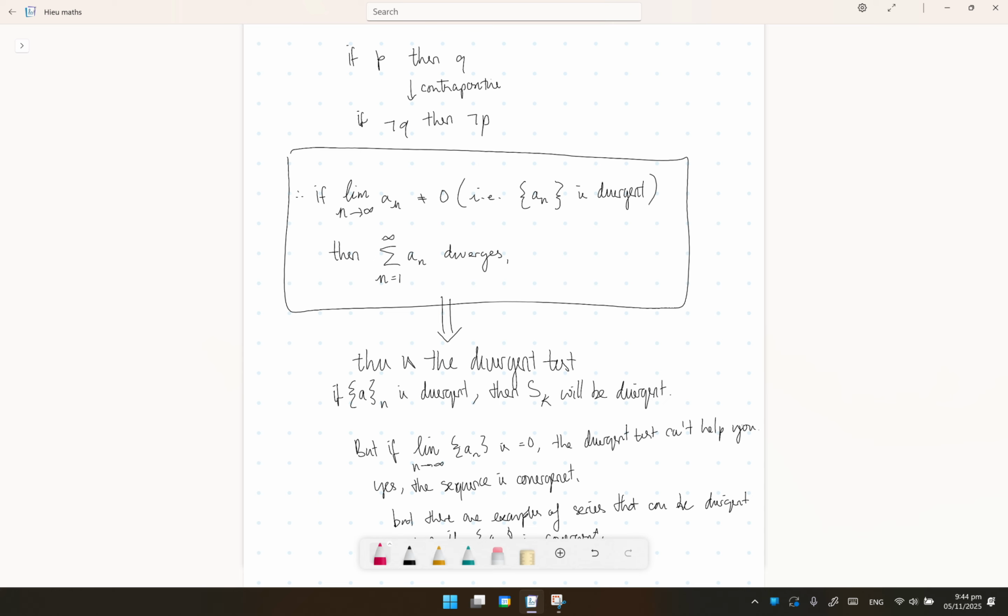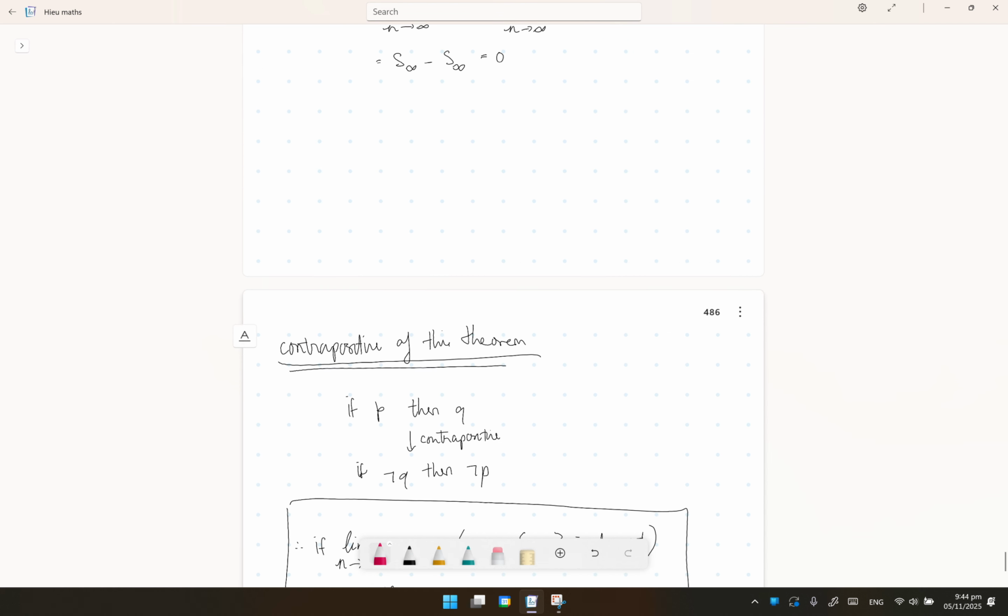But keep in mind that if the final term is equal to zero, that does not mean that the sum is convergent. Okay, it does not mean. If the final term is equal to zero, the sum could be divergent or the sum could be convergent, and we wouldn't know. So that's a really important thing to keep in mind.